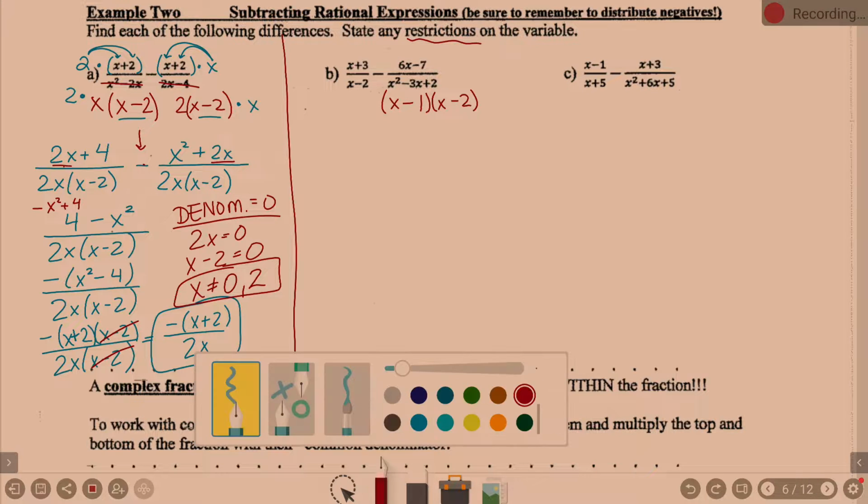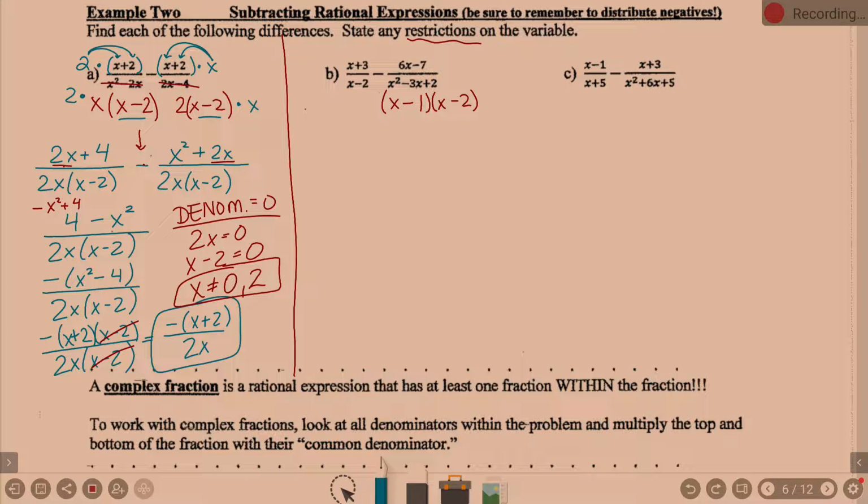Thoughts on what my common denominator is going to be? X minus 2. So what's in common between the two denominators? X minus 2, so x minus 2 is part of my common denominator. Anything else in common? No. Any leftovers? In terms of leftovers, there is an x minus 1 that hasn't been used. So my common denominator is x minus 2 times x minus 1.